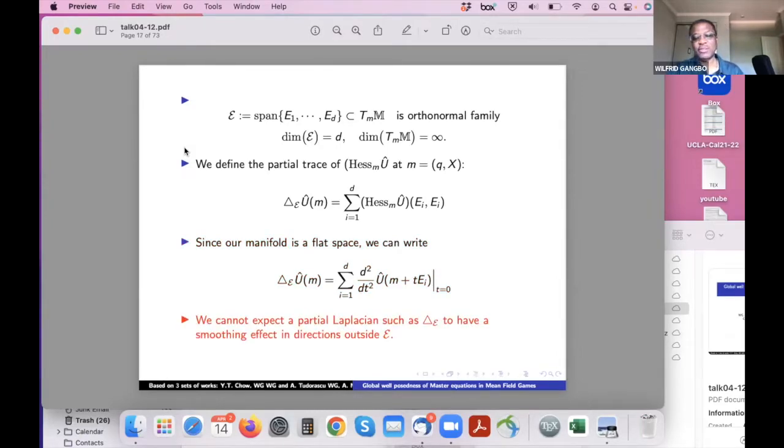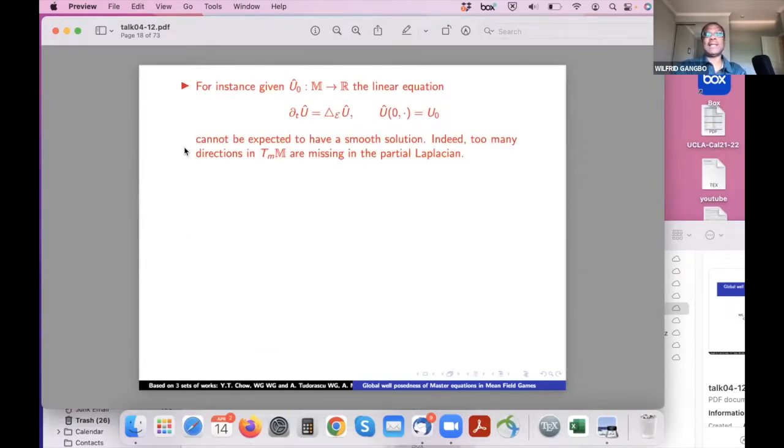So as you saw, this partial Laplacian takes into account only D directions in a tangent space which has infinitely many directions. Therefore, you cannot expect the partial Laplacian to have a smoothing effect because you are missing too many directions. For instance, if you look at a very simple equation, I start with a value function on my manifold, and I want to study the analog of the heat equation with an initial condition which is given by U0. You cannot expect this equation, if you start with U0 in a certain class, to improve the regularity of the solution over time.